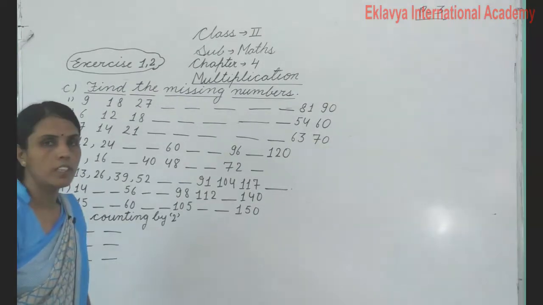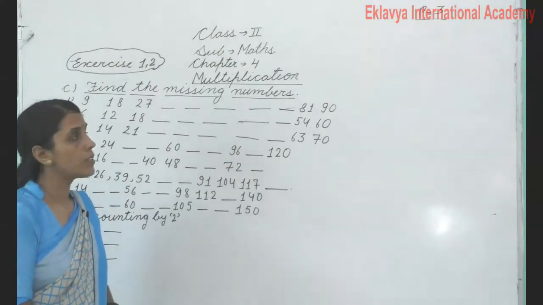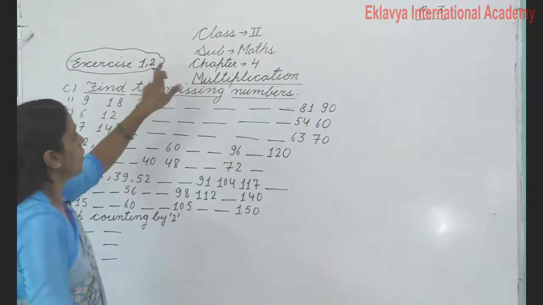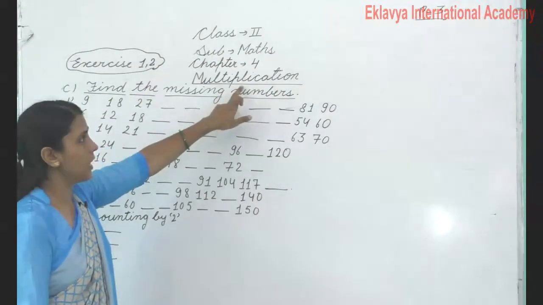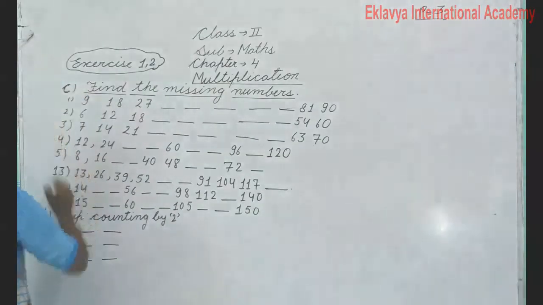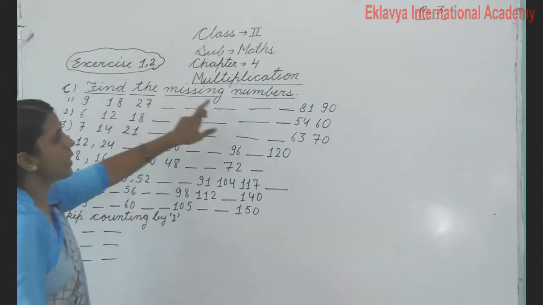Good morning to everyone. Today we are going to start exercise 1 and 2 from chapter 4, multiplication. See the question. Okay, find the missing number.